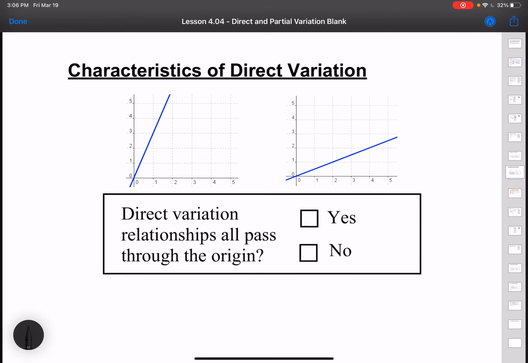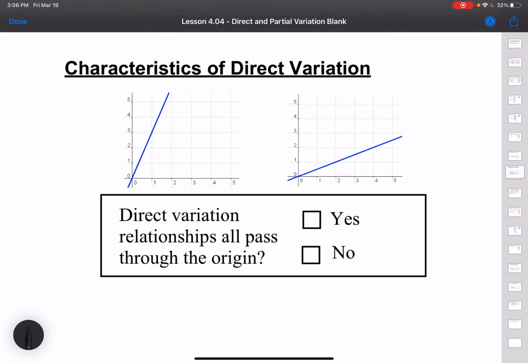Next, characteristics of direct variation. The next one: direct variation relationships all pass through the origin. So remember, the origin is the point 0, 0, down in the bottom left corner, and look at those two examples, they both do. And that's true of all direct variation relationships. So again, you can include that as a point in your notes.